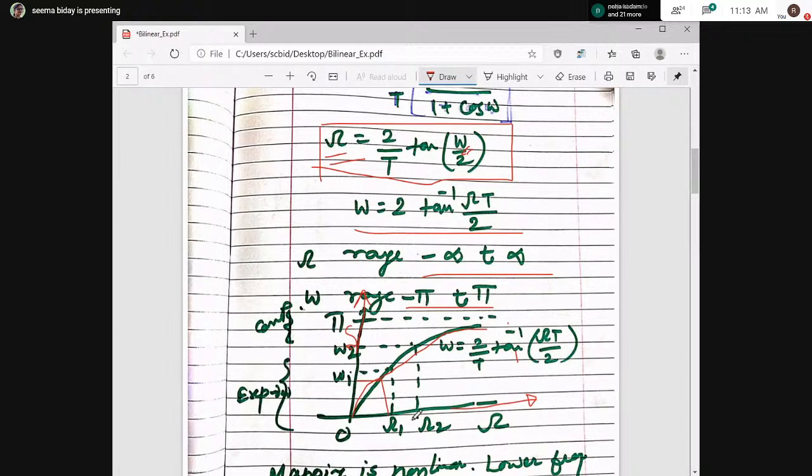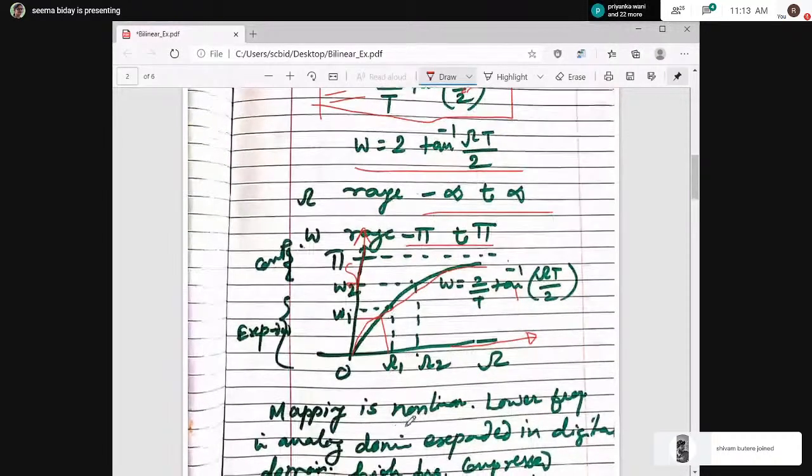This is called the frequency warping effect in the case of bilinear transformation. And this is because the mapping is non-linear. If it were linear like this, then there would be no issues. Then this would not have happened.